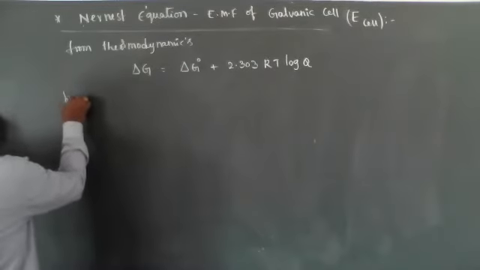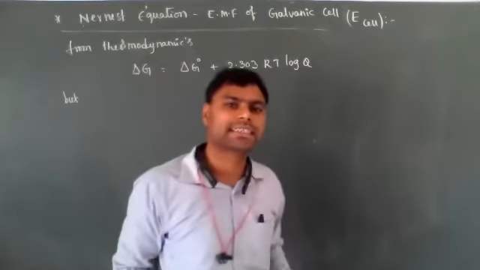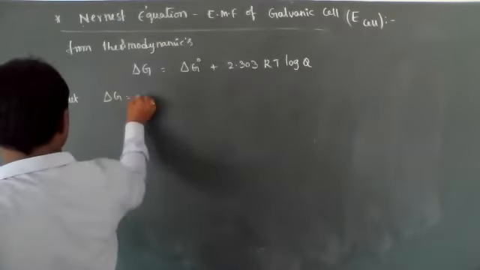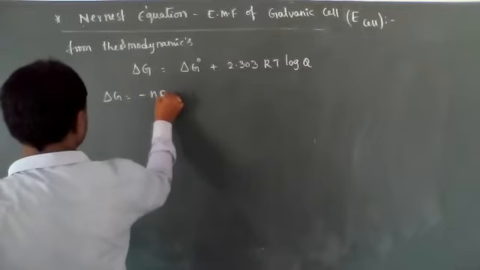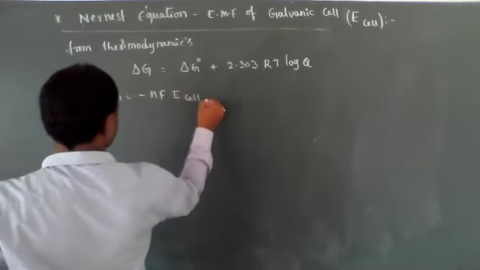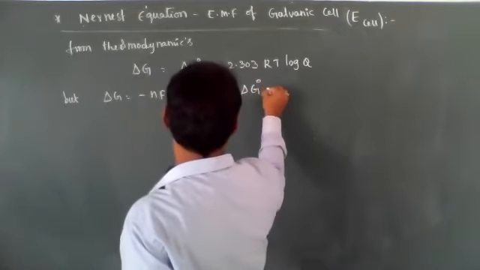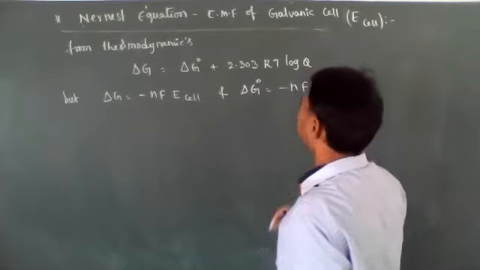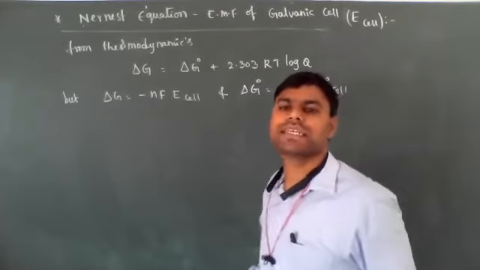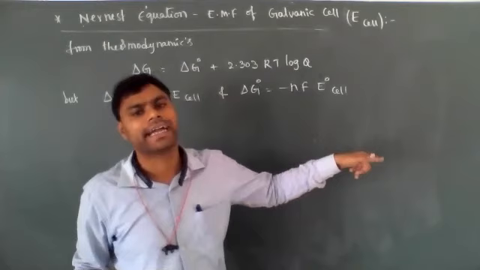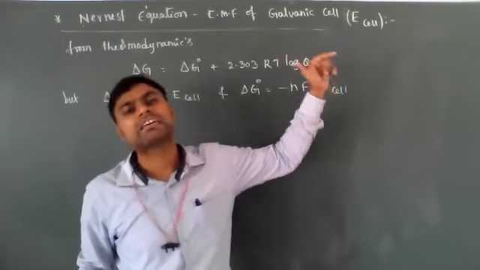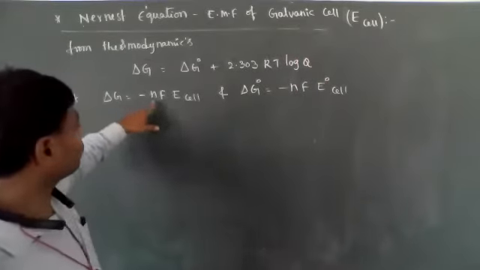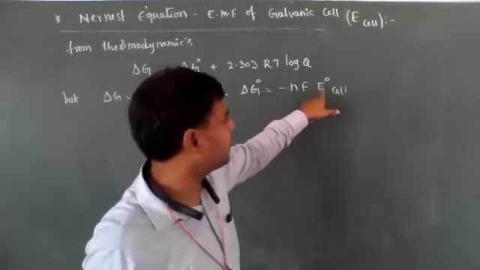Now we know one important relation between delta G and the electromotive force of the cell. Delta G is equal to minus nF E cell, and delta G naught is equal to minus nF E0 cell. What is Q? Q is nothing but the reaction quotient. When Q is equal to K at the equilibrium state, we consider it the equilibrium constant.